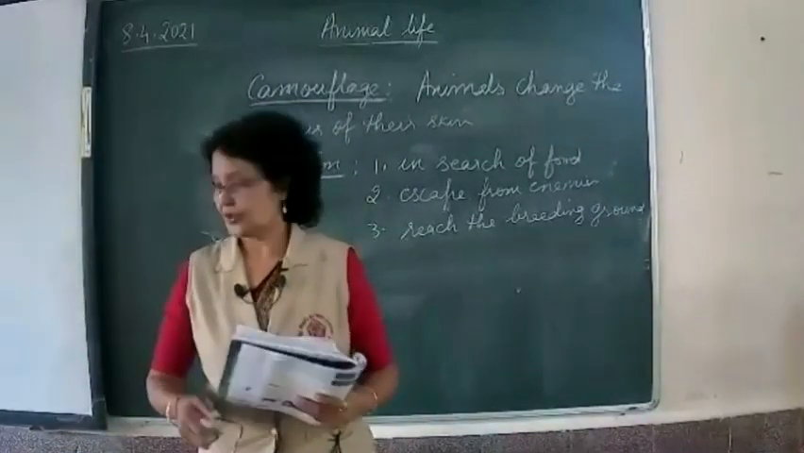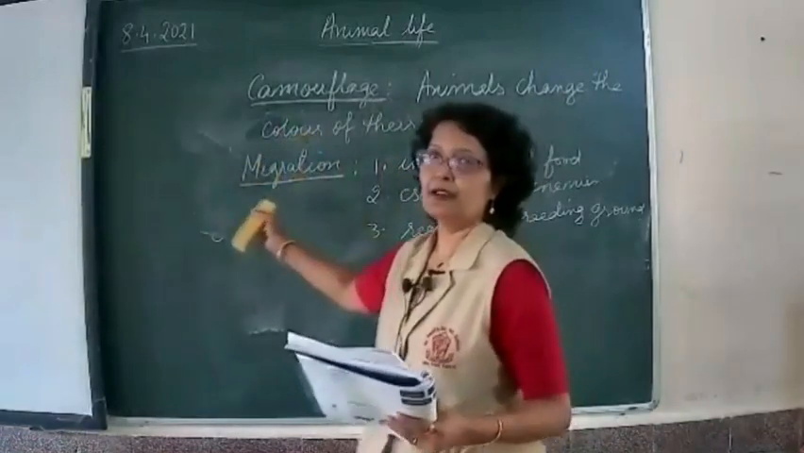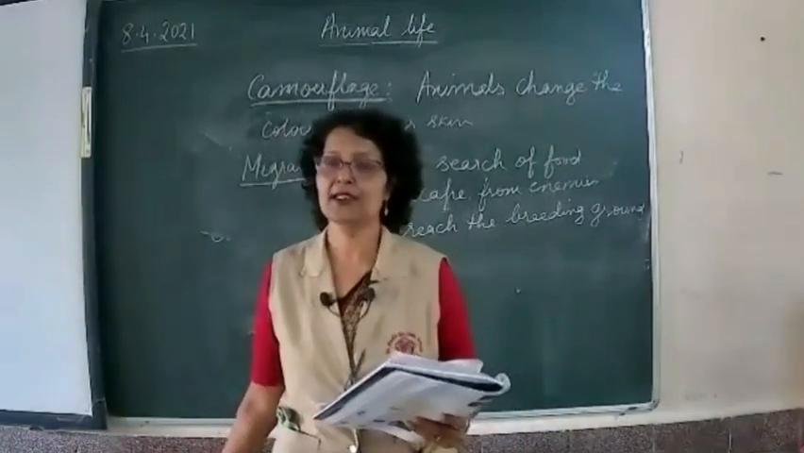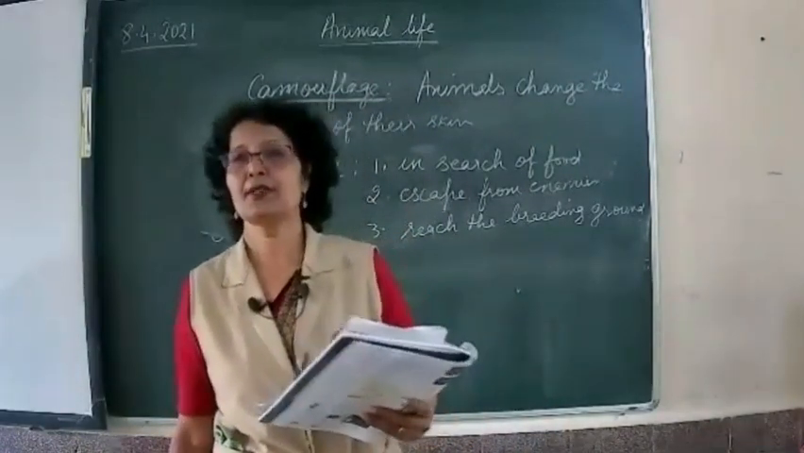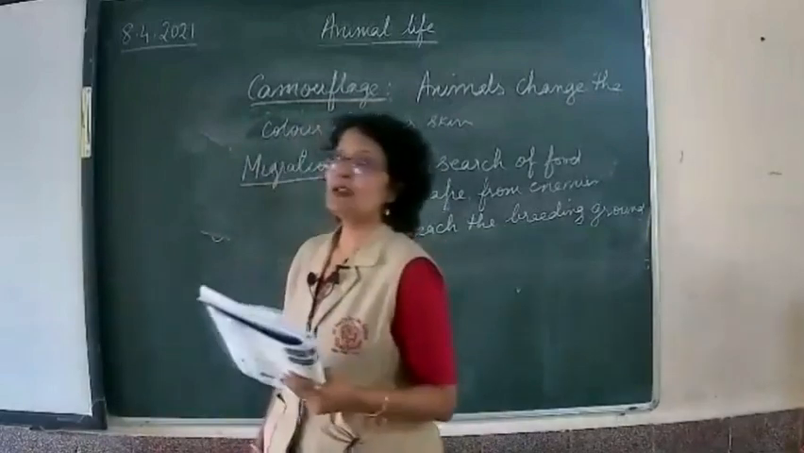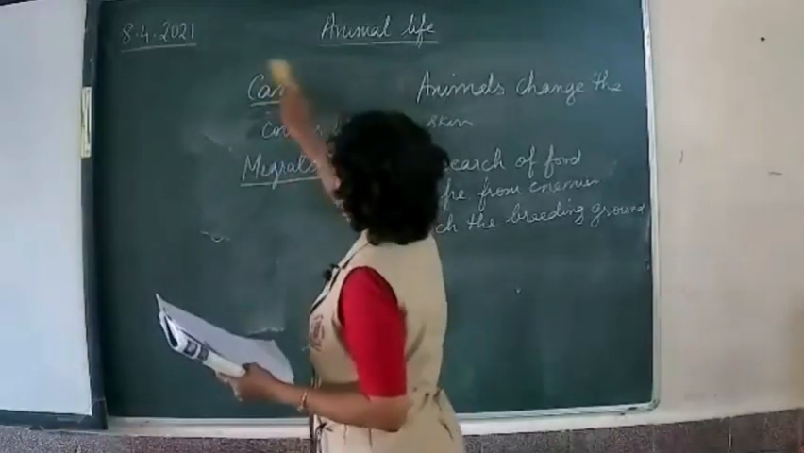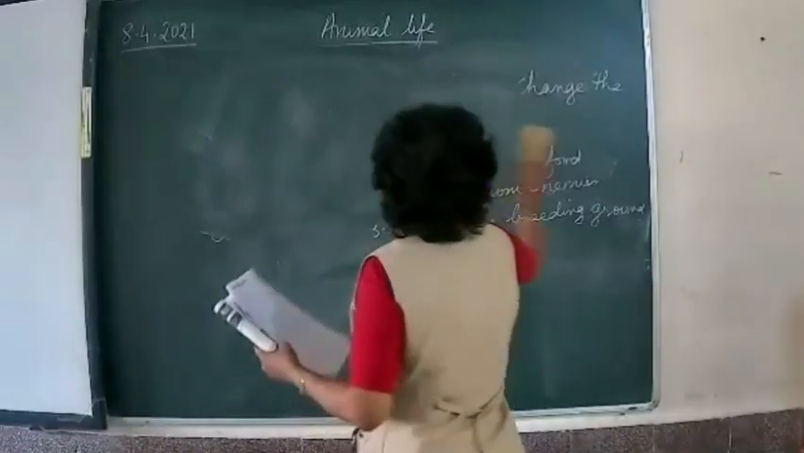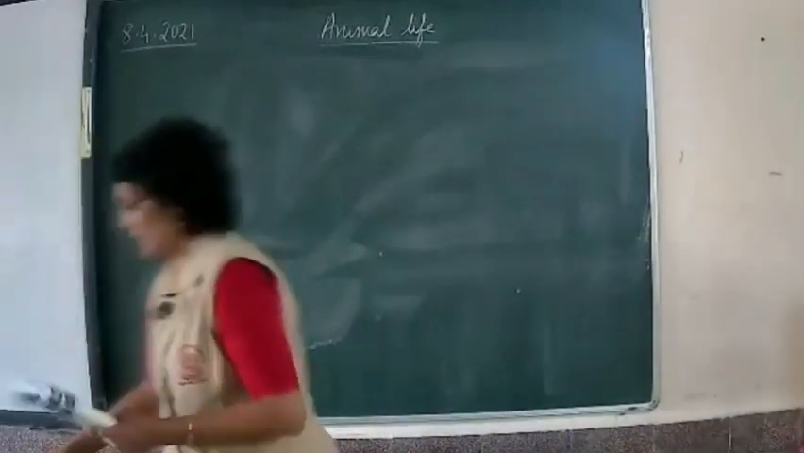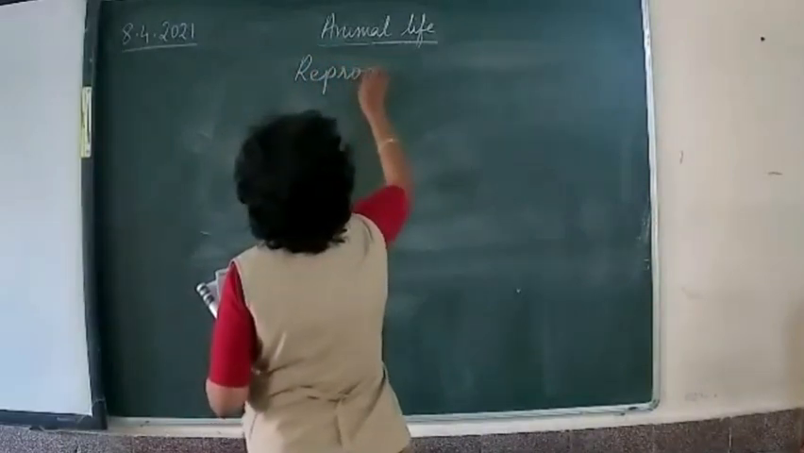Is that clear? The next topic finishes our one topic, that was your animal life. We have done the classification of animals, according to their feeding habits and according to their surroundings. Now we will do the last topic, that is reproduction. That will be the last topic of this animal life. Is that clear? Reproduction.